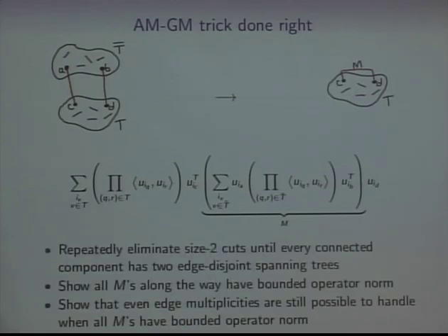So here's the strategy. Repeatedly eliminate size 2 cuts until every connected component has 2 edge disjoint spanning trees. You're going to accumulate matrices on edges along the way. You prove a lemma that shows that all of these matrices you accumulate have bounded operator norm. And then you show that you can still handle even edge multiplicities even when you have these matrices that have bounded operator norm. So you can apply the AMGM trick on the final thing after all these iterations and get the bound. And then now everything is in terms of combinatorial quantities, number of connected components, number of vertices, number of distinct edges. Then you do combinatorics.